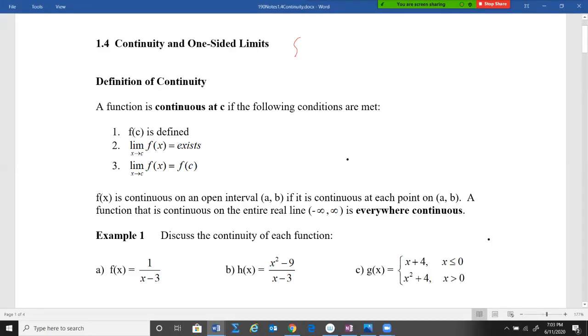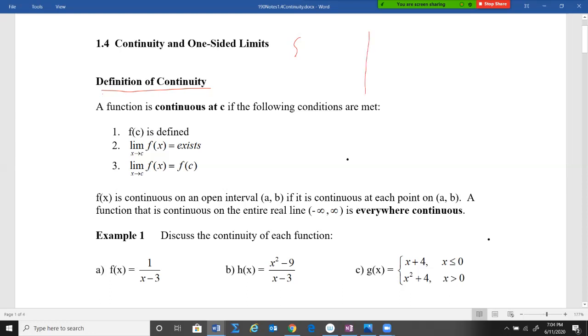All right, here's our next unit. I'm going to talk about continuity and one-sided limits. Okay, now, first of all, we have a definition. What does it mean for a function to be continuous?